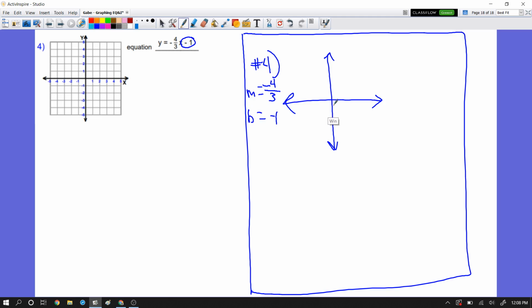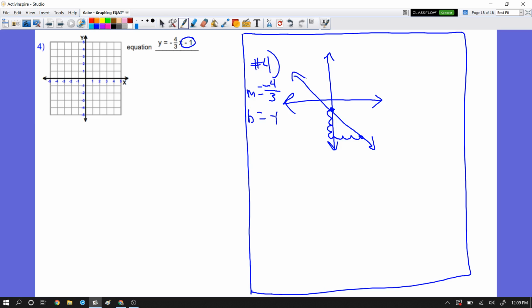You would go from your origin, you go down to negative 1. Plot your y-intercept. And if you want to estimate going down 4, then do it. Go like this: 1, 2, 3, 4, and then go over 3. 1, 2, 3. That problem's done. That is all I'm asking you to do.